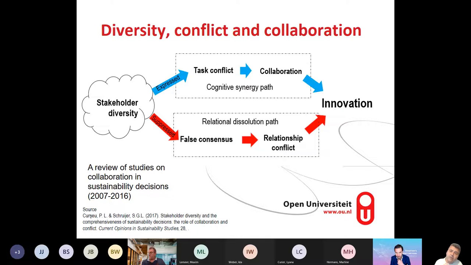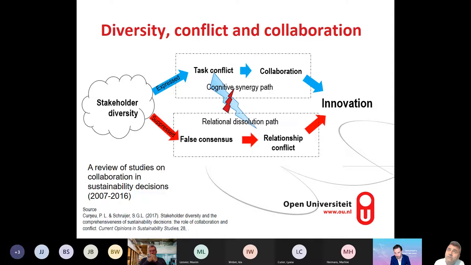So we cannot talk about collaboration without diversity. We cannot talk about collaboration when diversity is suppressed. We cannot talk about collaboration without task conflict. So this is really a few other messages that I would like to emphasize here.